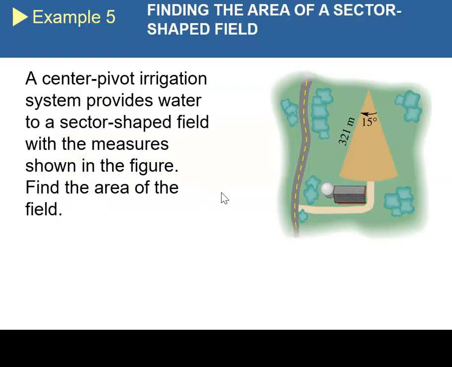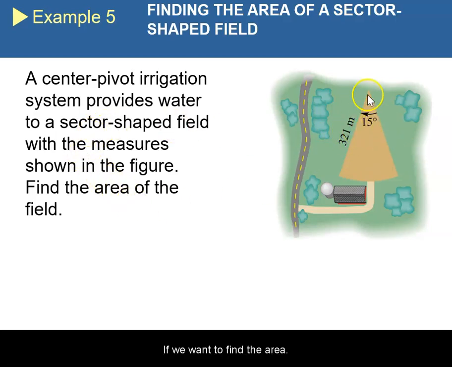So let's say that we have an irrigation system. Basically they're talking about a sprinkler. You have a sprinkler system that rotates over a 15-degree area, and the length of that sprinkler system is 321 meters. They're saying irrigation, so there's probably some piping and things like that, but this is the area that it covers. According to the picture, it might make more sense if you think about it as a big sprinkler that covers a 15-degree spread.